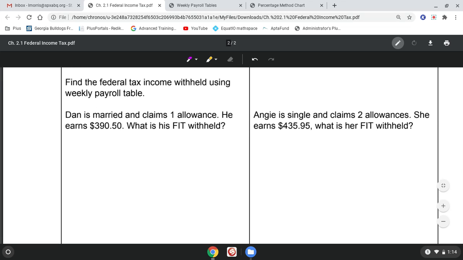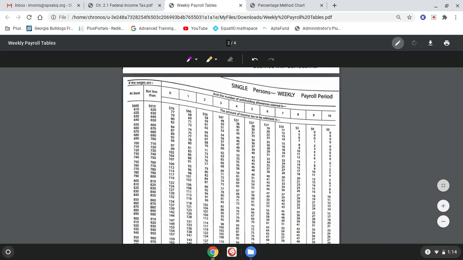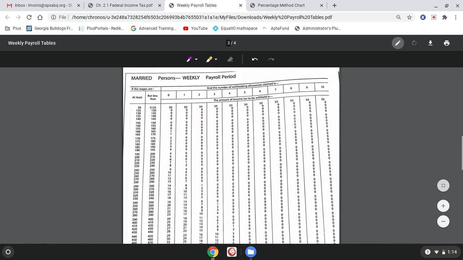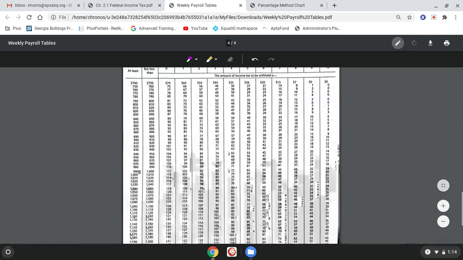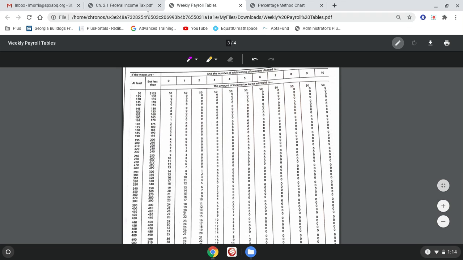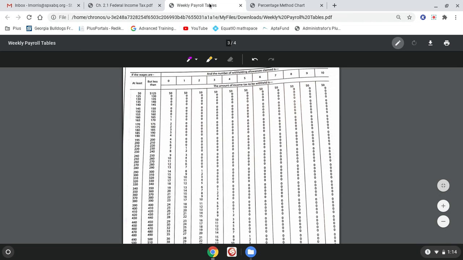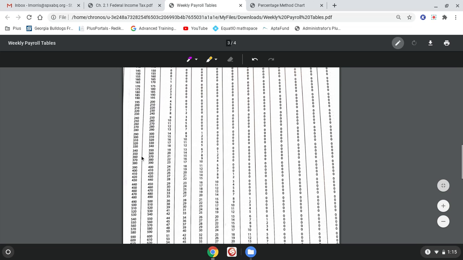So first example is Dan is married and he claims one allowance. So when we go to this chart, we're going to look for married. And yeah, we want to go to the married section. So we're either going to use one of these two. And let's see how much he made. It says he claims one, and he makes $390.50. All right, so let's find $390. So $390 is right here.